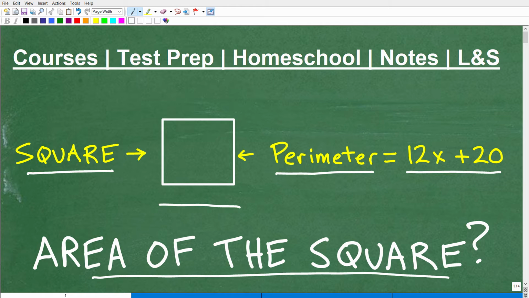Now, the area of the square in this particular problem is not going to be an actual number. It's going to be an algebraic expression because the perimeter is given to us not as a number, but some sort of algebraic expression. So what we really want to do here is express or write the area in terms of this variable x, given that the perimeter of this square is 12x plus 20.